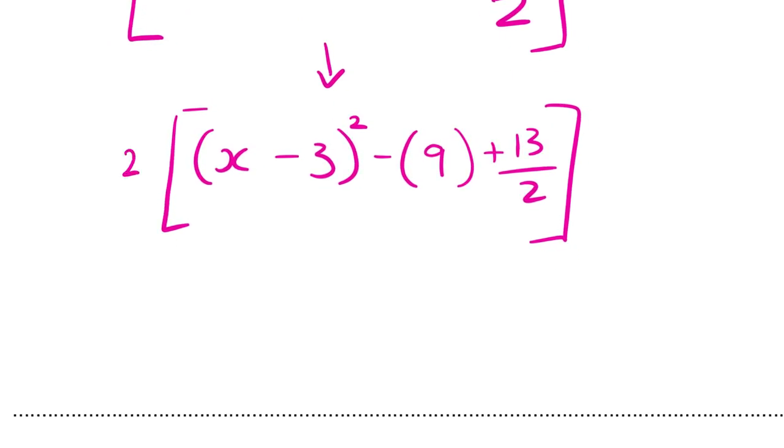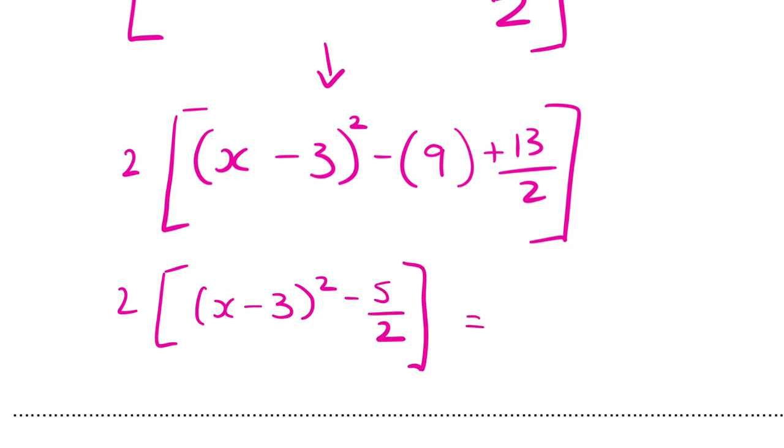So then, before we multiply everything by 2, let's tidy this up. So we're going to get x minus 3 squared, minus 18 over 2 plus 13 over 2. I get minus 5 over 2. Yeah? And then I'm going to multiply everything by 2. So 2 lots of the bracket, and then minus 5. Okay? So some of you are happy with this way. Remember, there's loads of different ways. As long as we get that answer, that's the most important thing.